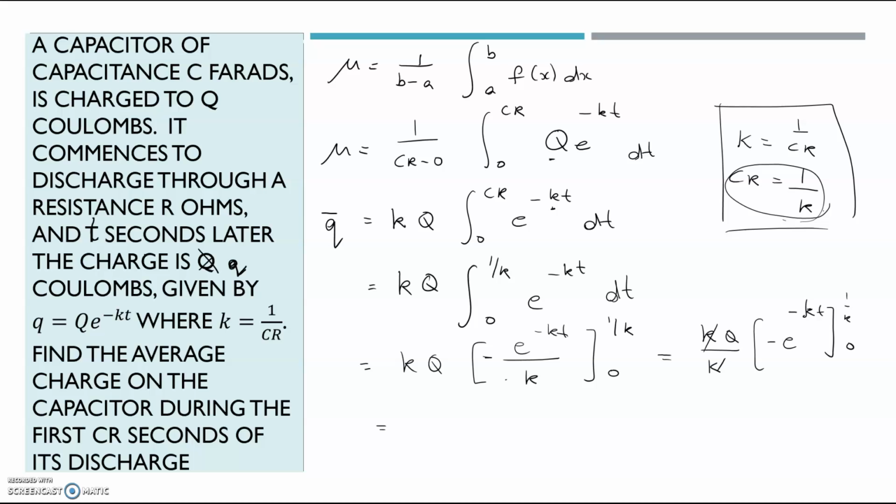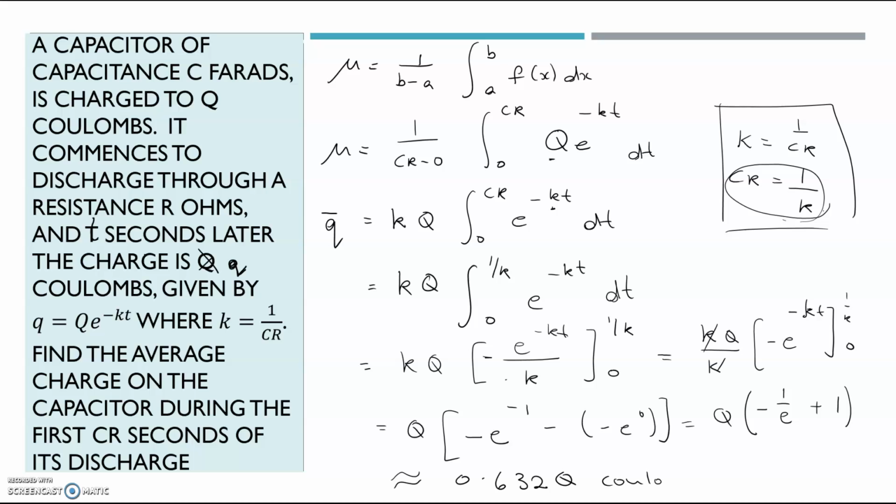then we have, that's going to cancel, so we have Q times, now I'm just going to carefully substitute in the values, so it would be negative e to the negative 1 minus negative e to the 0, and don't assume that the e to the 0 is 1 because it isn't, so that's Q times negative, now e to the negative 1 is 1 over e, plus, because it's minus minus 1, and you could leave it like that, or you could make it approximately 0.632 coulombs. That's to 3 significant figures.